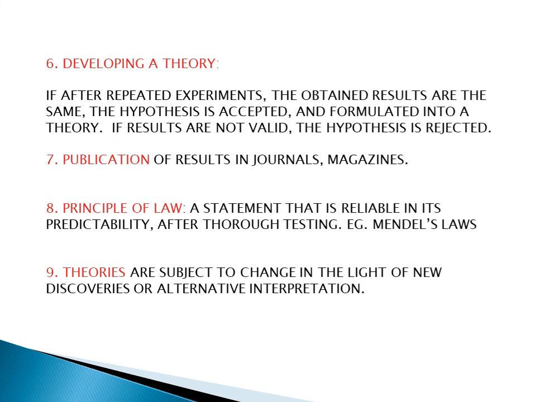If the results are not valid, then we reject the hypothesis or we should try to modify it and try again. Then we try to publish the results in journals and magazines. Then we have it as a principle or law, which is a statement that is reliable in its predictability after thorough testing. Examples: Mendel's laws is one of the famous examples in genetics. And then, of course, theories are subject to change in the light of new discoveries or alternative interpretations.